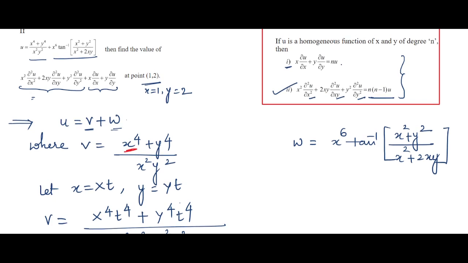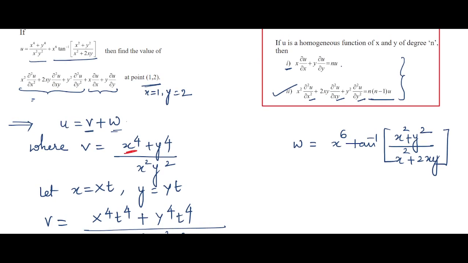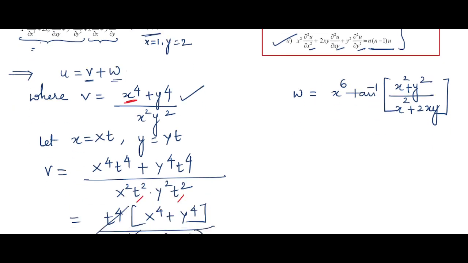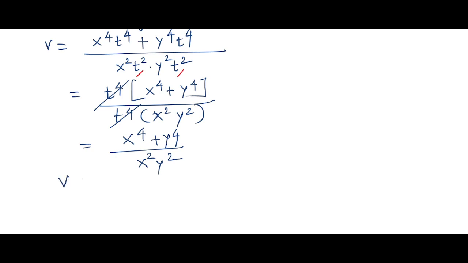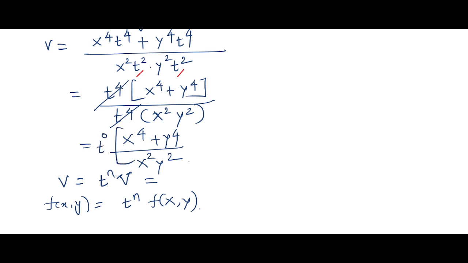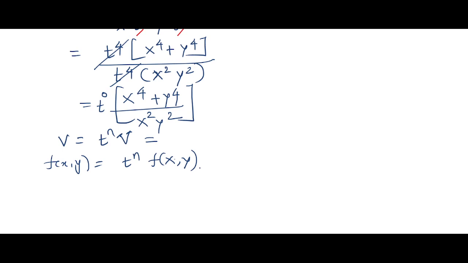If we observe the question, we are getting the same term of v, but in terms of capital letters. So this we can write as t raised to n into capital V, or f of xy is equal to t to the power n f of capital X, capital Y. But here the t term is not there, so we adjust it as t raised to 0, because all the t terms are already cancelled. Therefore, this v is a homogeneous function with degree n equal to 0.